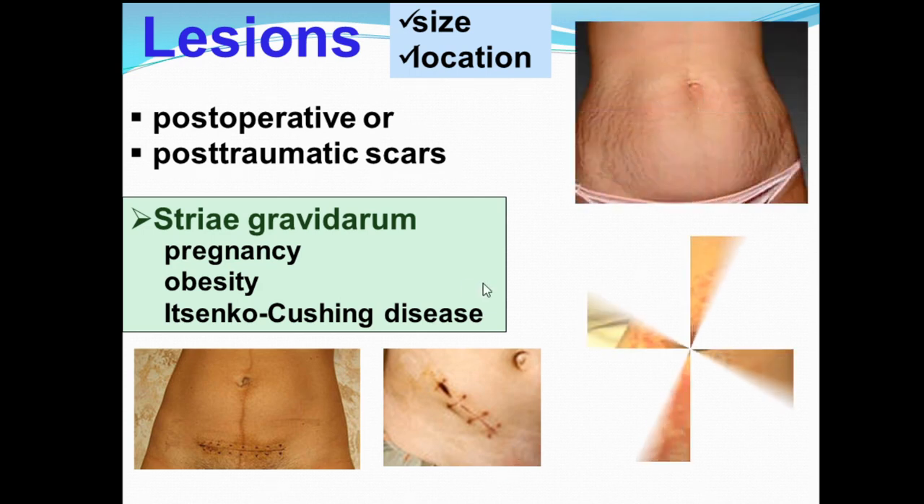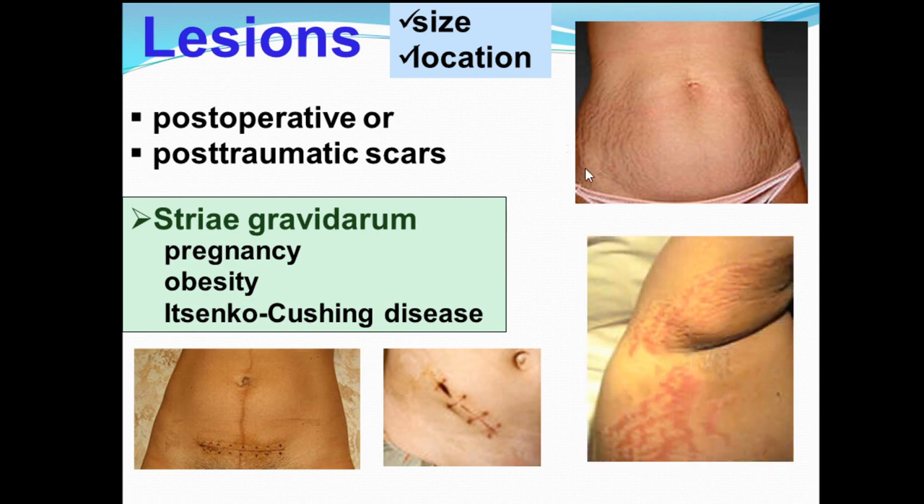You see striae gravidarum on the lateral sides of the abdomen, in the armpit, and on the lateral side of the chest. They can have a red, light brown, sometimes white color. It is not the result of trauma, it is the result of a problem with connective tissue.